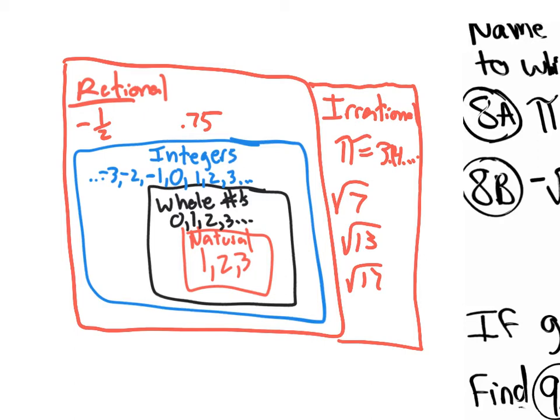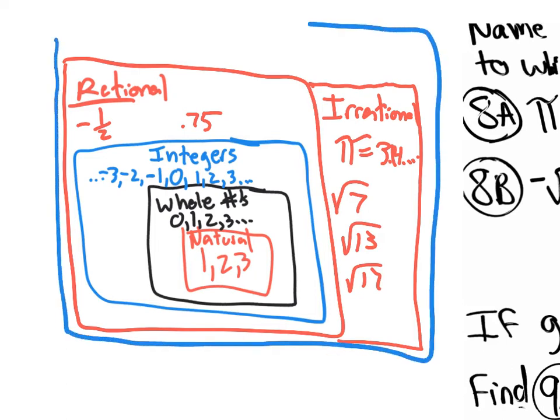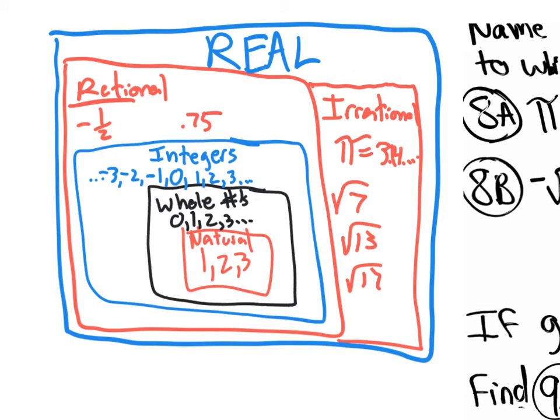gonna get 3.6055551275, and there is no pattern, it doesn't repeat. Those are crazy decimals, those are irrational. Now, I didn't emphasize this, that all of these numbers, including irrational numbers, all of those are called real. All of those are called real numbers, okay?